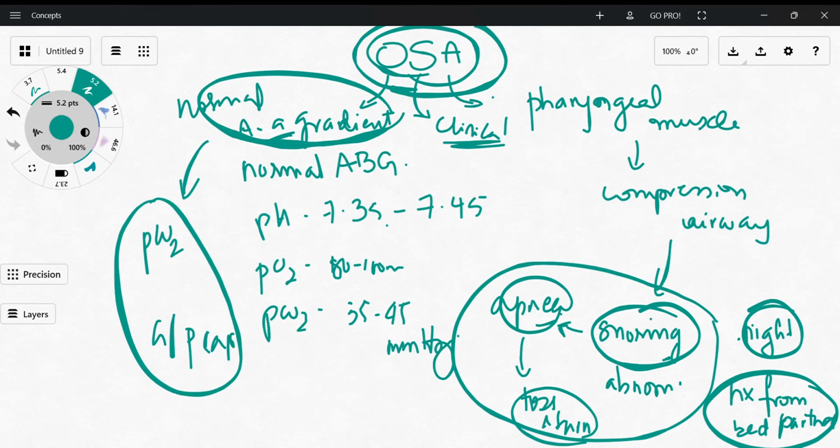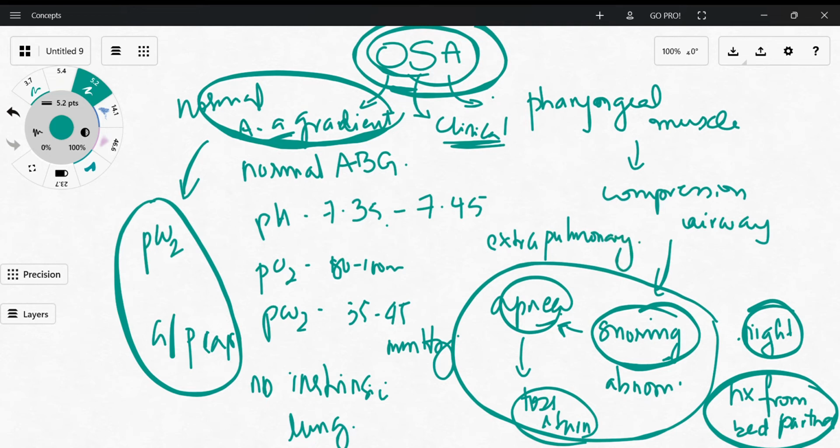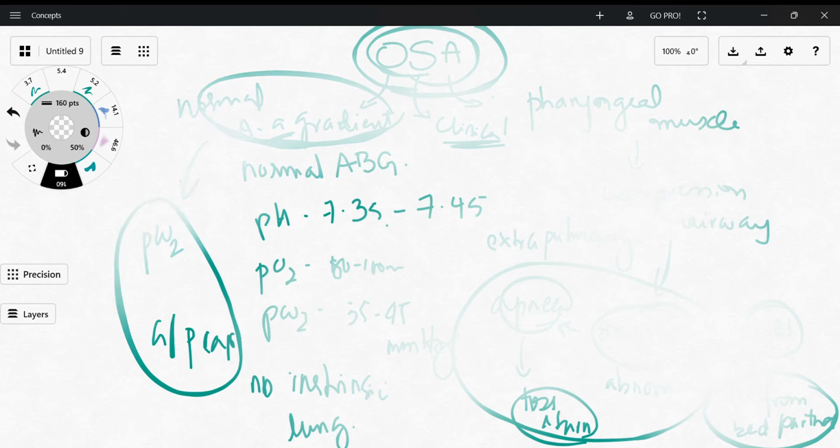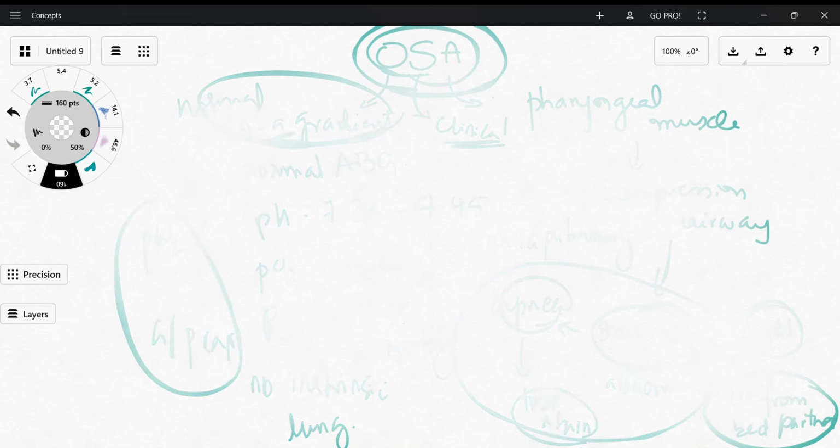This means that there is no intrinsic lung damage. It is more of an extrapulmonary pathology that causes pulmonary symptoms. So what can happen when someone has OSA, right? Let me just erase this.